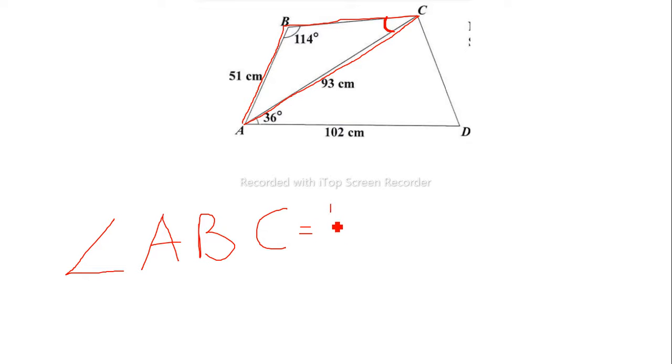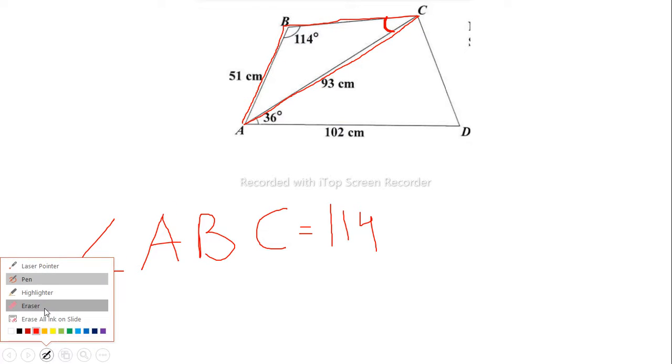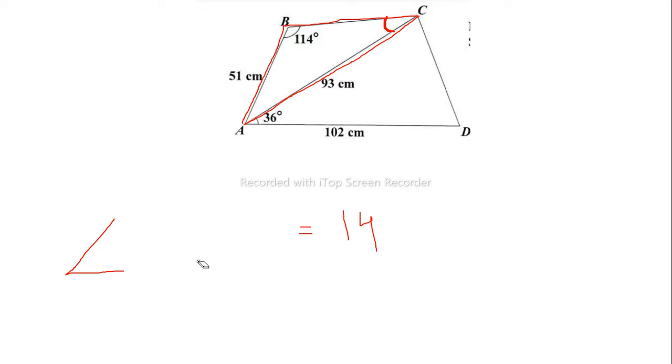114. Yeah, 114. Okay, because we're looking at this triangle ABC, and we're looking at the measure of this one, the one in the middle. All right, so that's very important. So here they ask us to find what is the measure of this angle C right there.